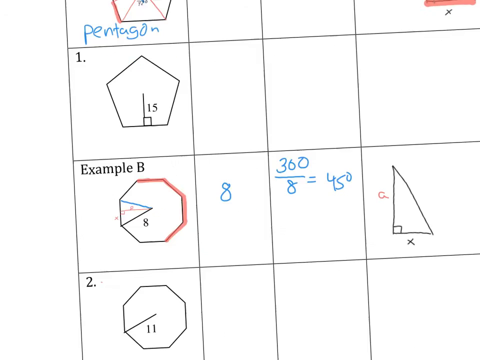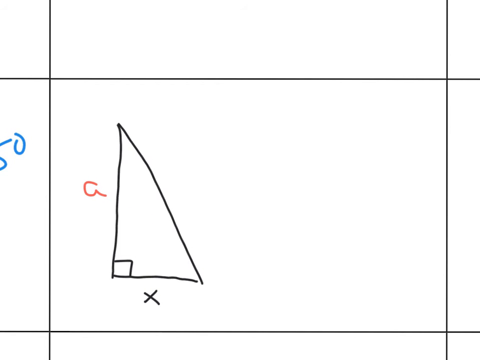So if I were to sketch this out, I'm going to label this one x. Here's a for apothem, and we actually know the radius being 8. And this here has to be 22.5 degrees because I take the 45 degrees and cut it in half. So, relative to 22.5 degrees here, this is my opposite and this is my hypotenuse. This is my adjacent over hypotenuse.